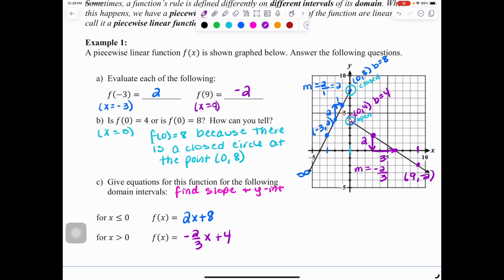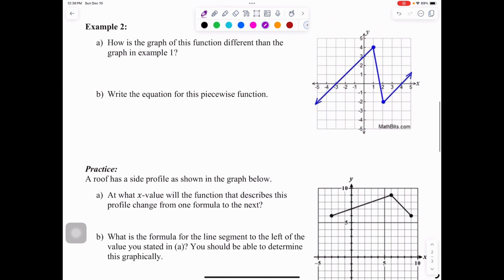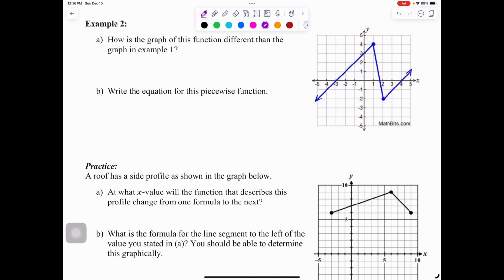Now, here, you could see where the pieces were split. I want you to answer this question for example 2. How is the graph of this function different than the graph in example 1? Think about that for a second. Take a look at the picture. What are we noticing is different about this graph? Well, I see 3 different sections. Our first example only had 2. There's no limit to how many pieces can be in a piecewise function. You just have to write for every piece that you see.